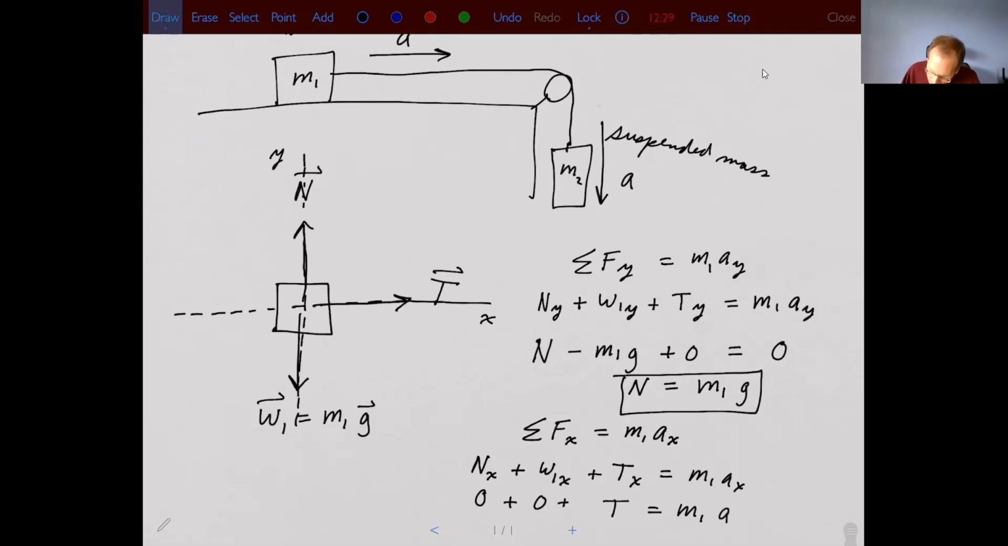So this, I'll box it. It's a really important equation. That's going to be the equation for the x direction. The tension has to equal the mass of the cart times the acceleration.